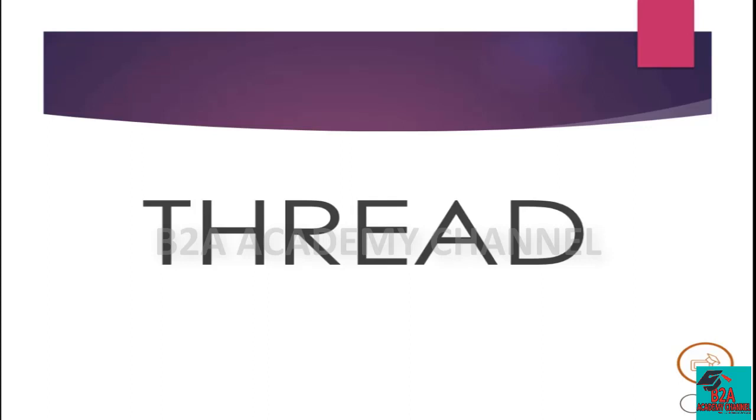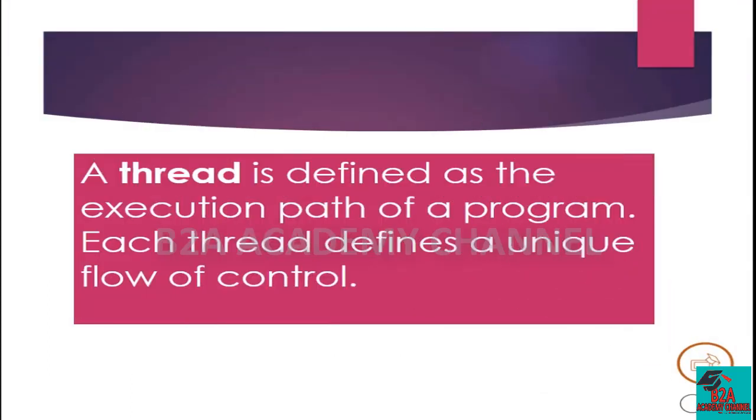A thread is actually defined as the execution path of a program. Each thread defines a unique flow of control. So you should remember that a thread is defined as the execution path of a program, and each thread defines a unique flow of control.